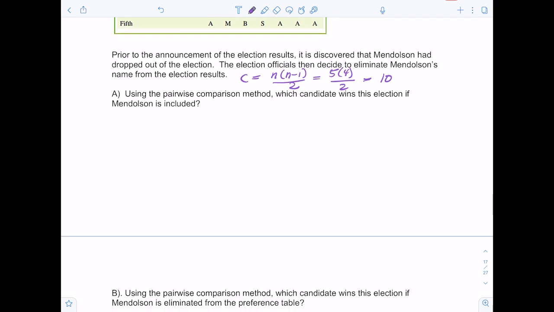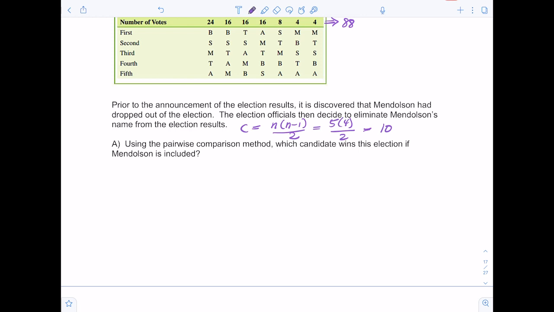Okay, so let's just start out with A. We're going to have A versus B, then A versus M, A versus S, A versus T, and then I'm done comparing A to the other 4 candidates. Now I'm going to start with B and do my comparisons with those. So we're going to have B versus M, B versus S, and there should be one more, B versus T.